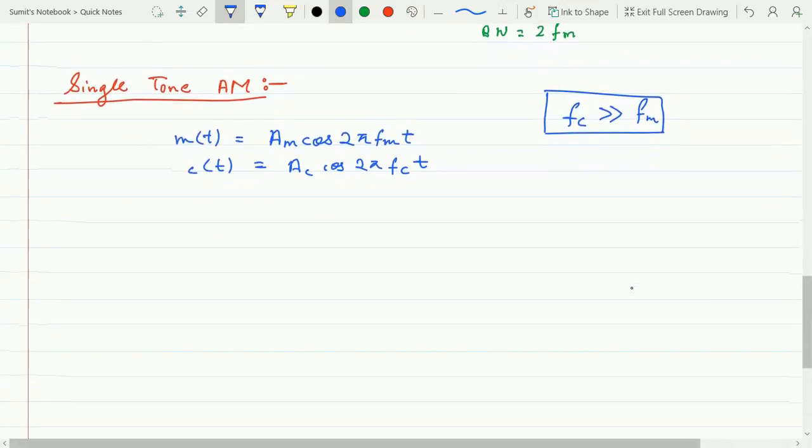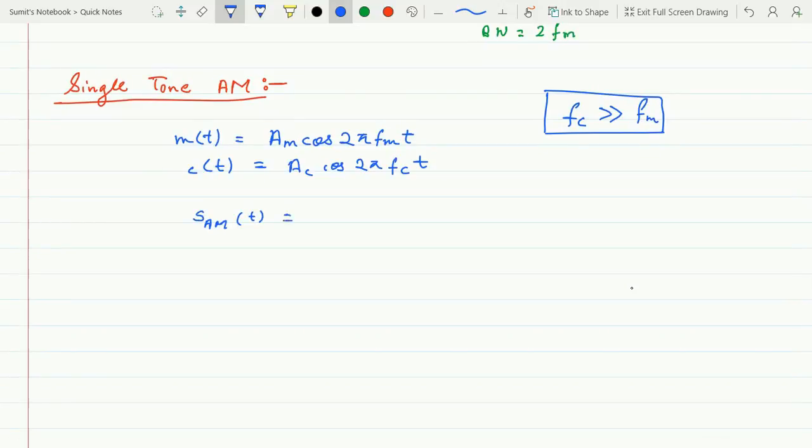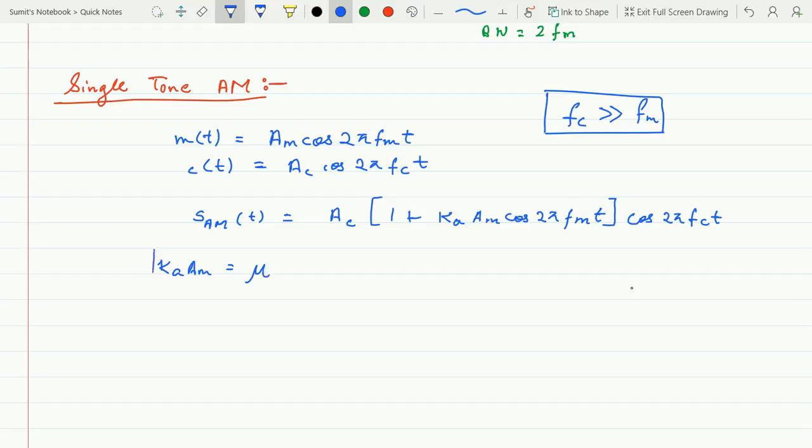So now let's write the expression for AM. The expression for AM we already wrote. We know it is going to be Ac[1 + ka m(t)]. Now I am going to put the value of m(t) here, that is Am cos(2πfmt), times cos(2πfct). Now I am going to define a new constant here, that is the value of ka Am. I will define it as the modulation index.